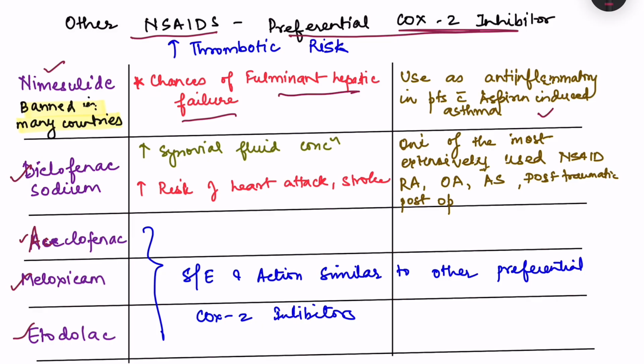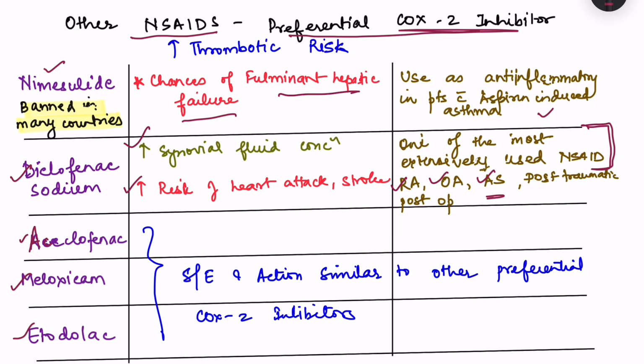Then next is diclofenac sodium. Diclofenac sodium is one of the most extensively used NSAIDs, and it is another drug which is preferred in rheumatoid arthritis, osteoarthritis, and ankylosing spondylitis. We have seen that naproxen is one drug because it is long acting and a very potent anti-inflammatory. So the second drug which is preferred is diclofenac sodium for this anti-inflammatory action. And diclofenac sodium has also been found to have increased synovial fluid concentration. But as with other COX-2 inhibitors, there is increased thrombotic risk, so there is increased risk of heart attack and stroke.